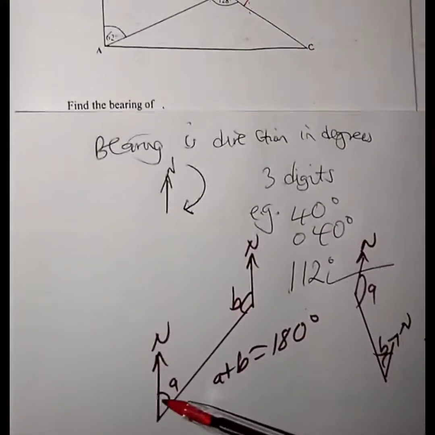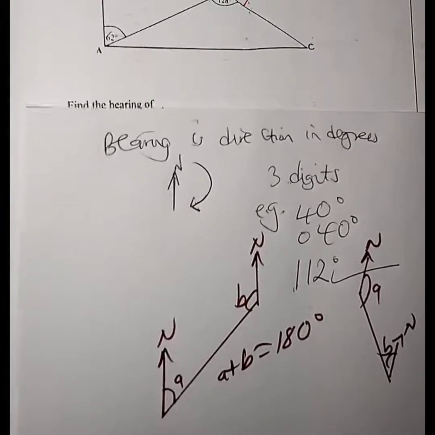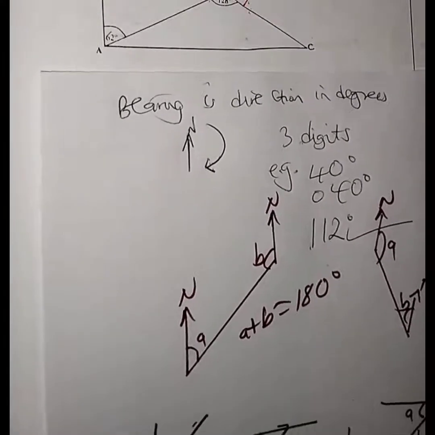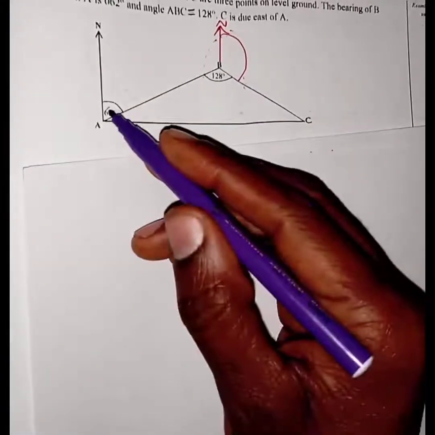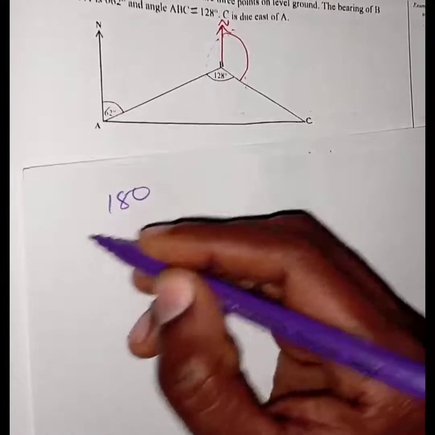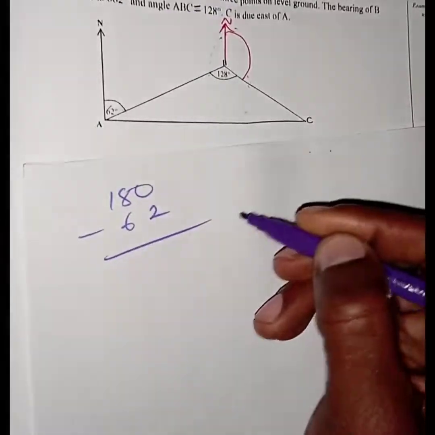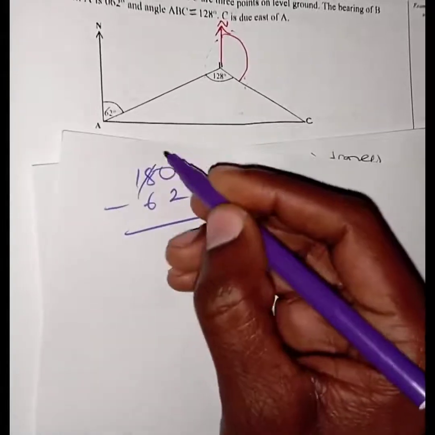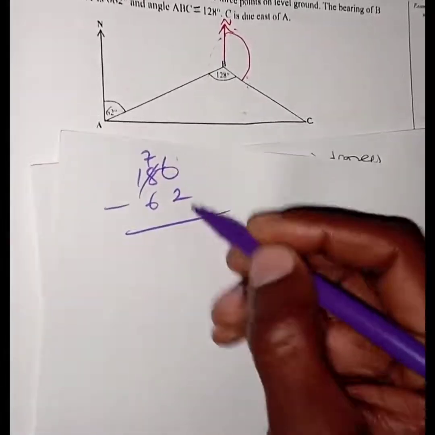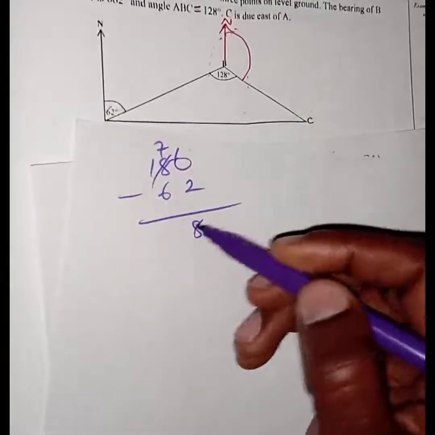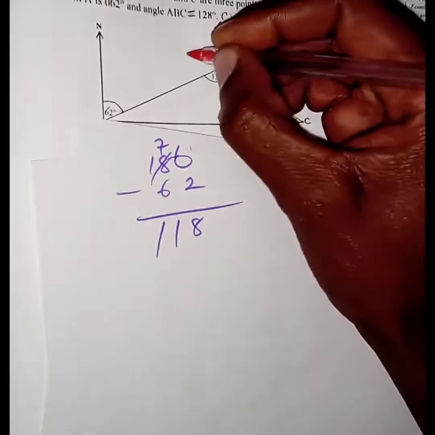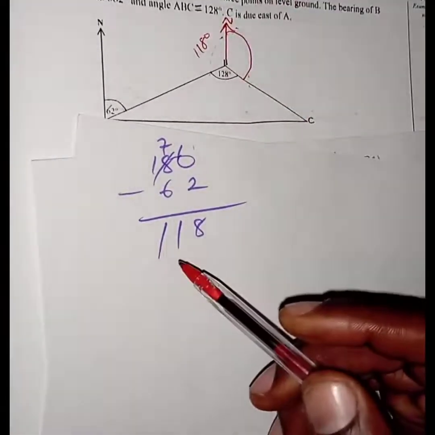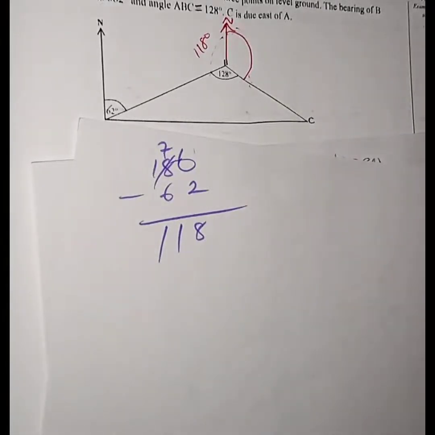Remember, there was a property which says this angle and this angle should give you 180 degrees. So now if this is 62, you do 180 minus 62 degrees. 0 minus 2, it can't, it will be 10, and here it will be 7. 10 minus 2, it will be 8. 7 minus 6, it will be 1. So here we have 118 degrees. If you add this and this, indeed you get 180. Now we want this one.